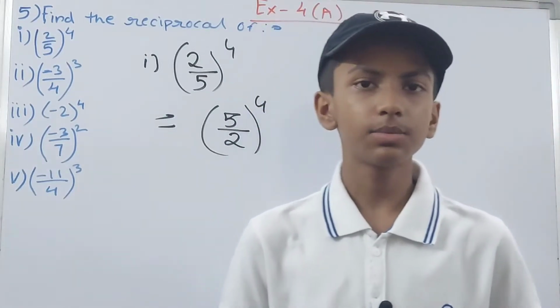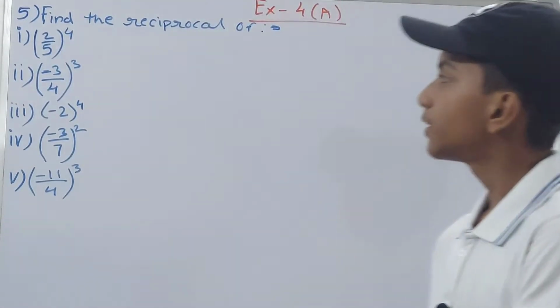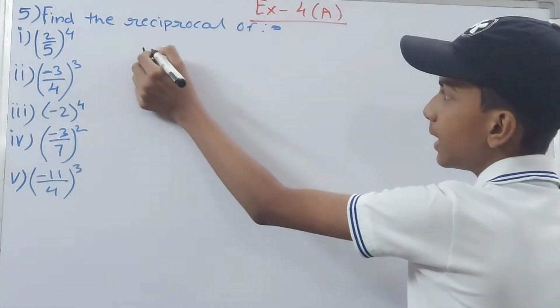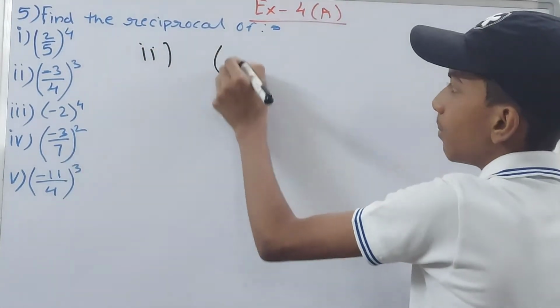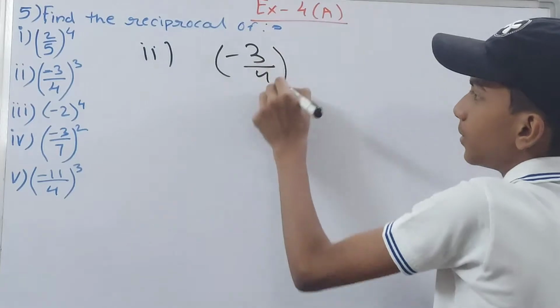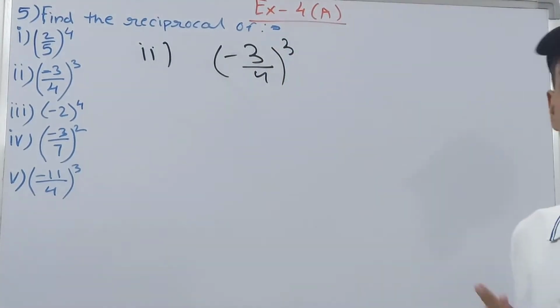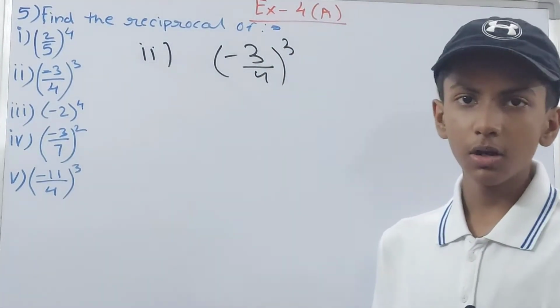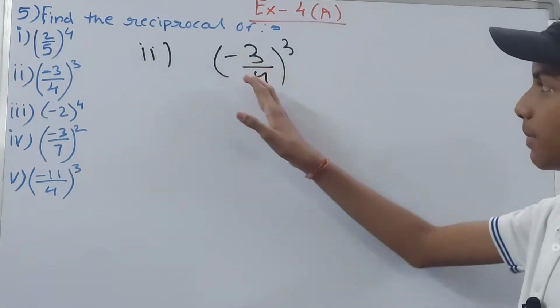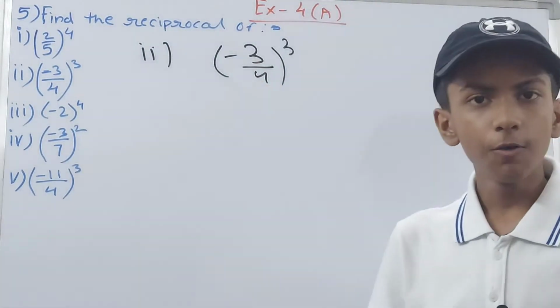Now let's move on to the next part. Then next up we have our second part, and what does it say? It says minus 3 upon 4 to the power 3. So simply we will interchange the numerator and the denominator. Our numerator is minus 3 and our denominator is 4.